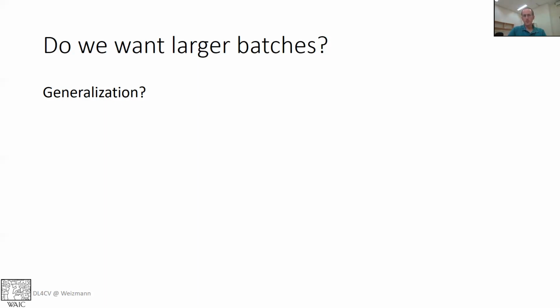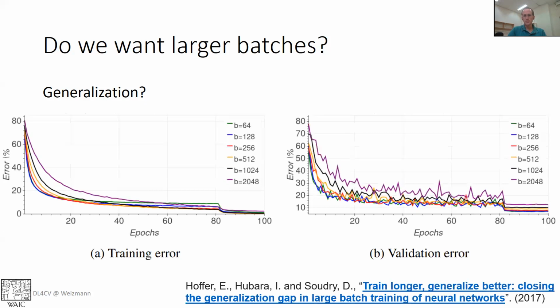So if we naively only increase the batch size, we get to roughly the same training error. As you can see here, all these different graphs represent different batch sizes. And in terms of training error, they converge basically to the same point, the same output training error.